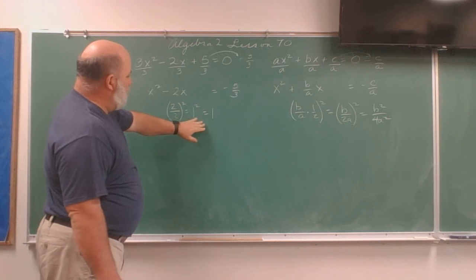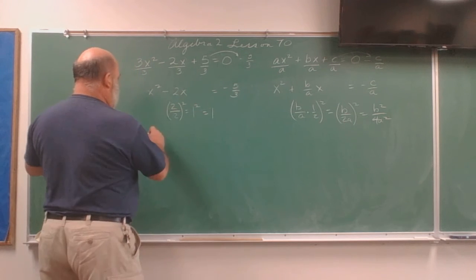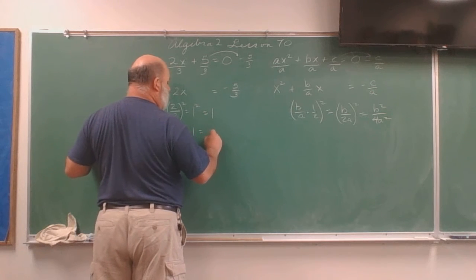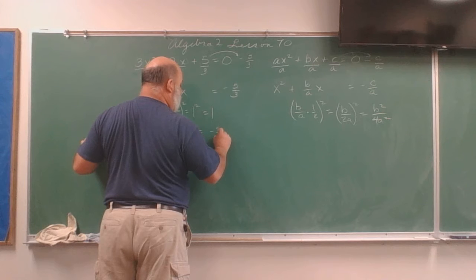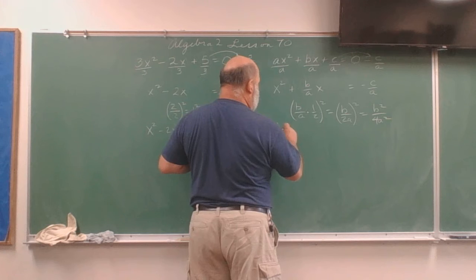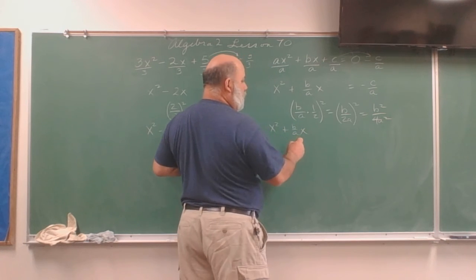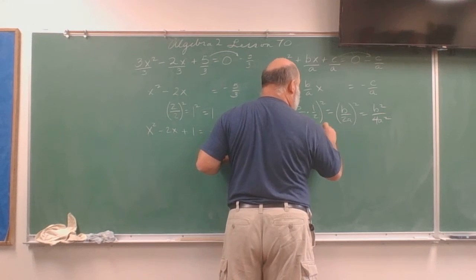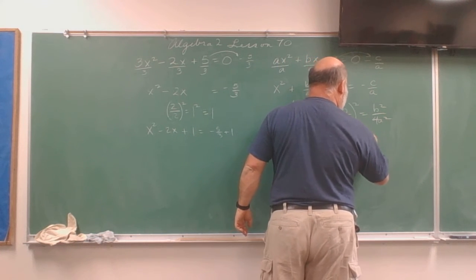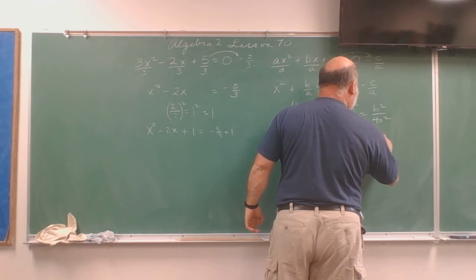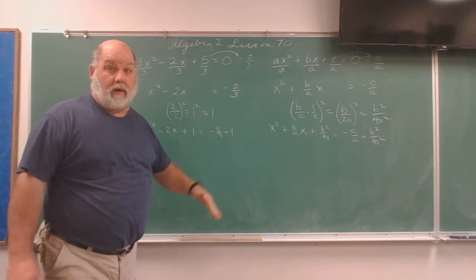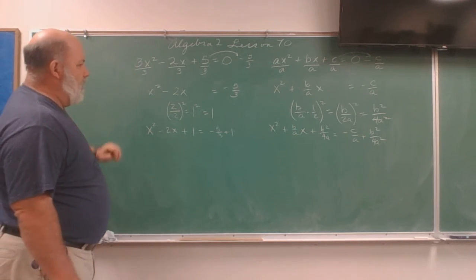Over here, I normally just go ahead and write +1 there, +1 there, but I want to show it as a different step. +1 equals -5/3 plus 1. We're going to do the same thing here. X squared plus b over a x plus the b squared over 4a squared equals -c over a plus b squared over 4a squared. I'm going to have to write a little bit smaller because we've got a lot more to get in here. I should have not left such big gaps there.